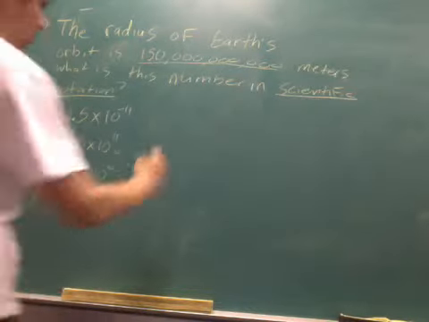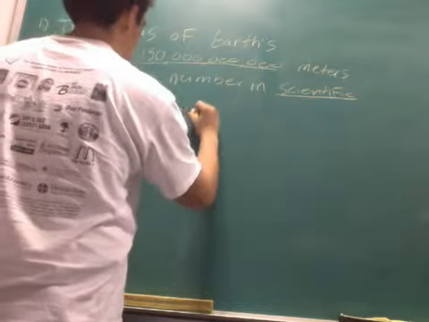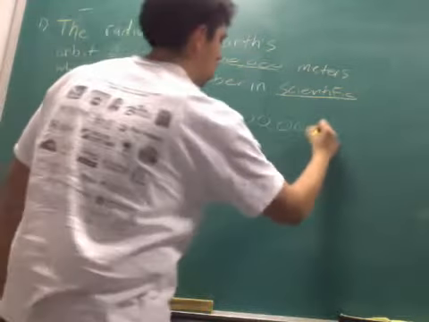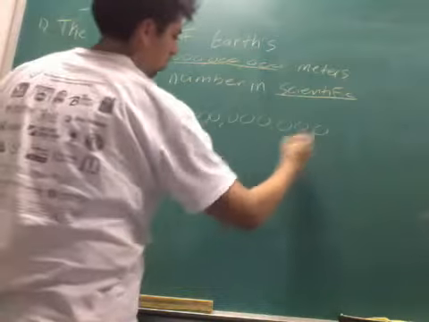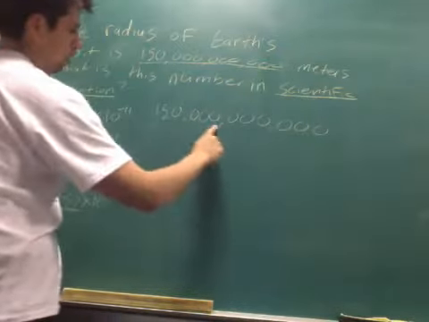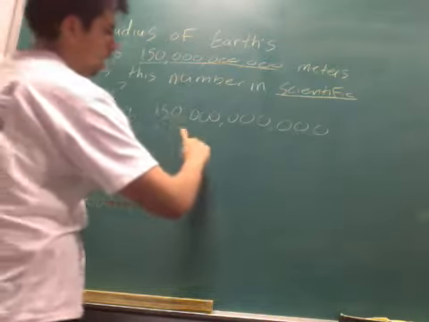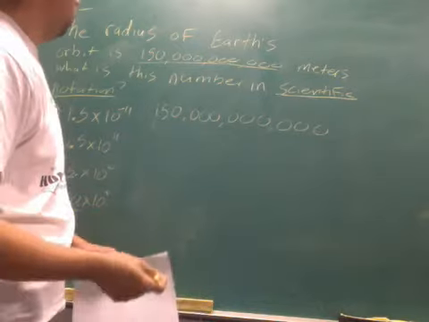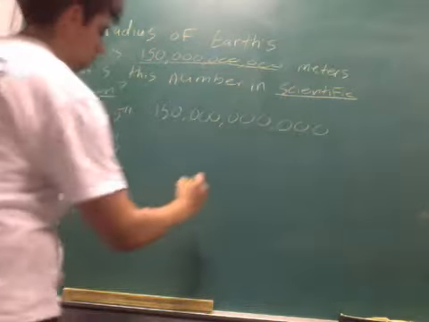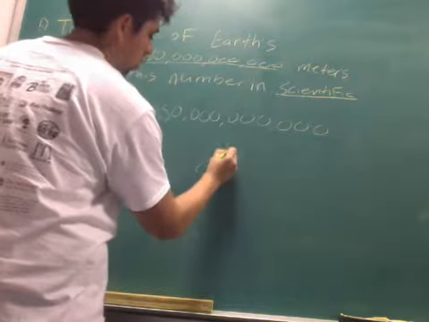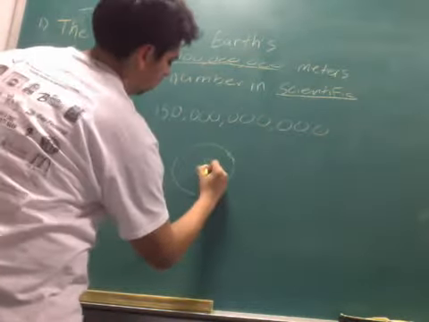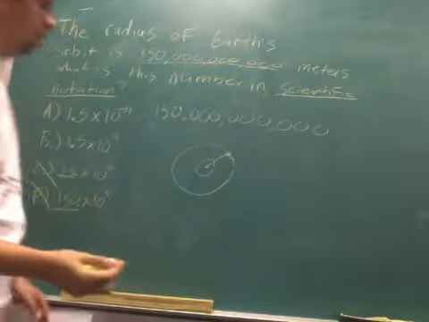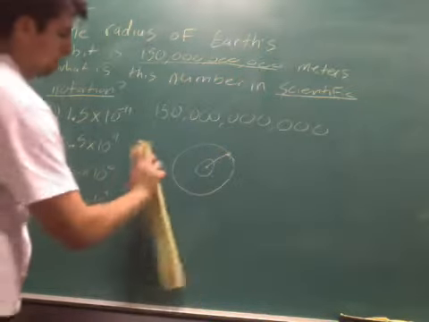So to put a number into scientific notation, let me write this number out first. So this is the hundreds, thousands, millions, billions. So this is 150 billion meters. That is the radius of the orbit of Earth. So, here's the sun, here's Earth. Earth moves around the sun, and the radius is the distance from the center of the sun to the center of the Earth. That distance is 150 billion meters.